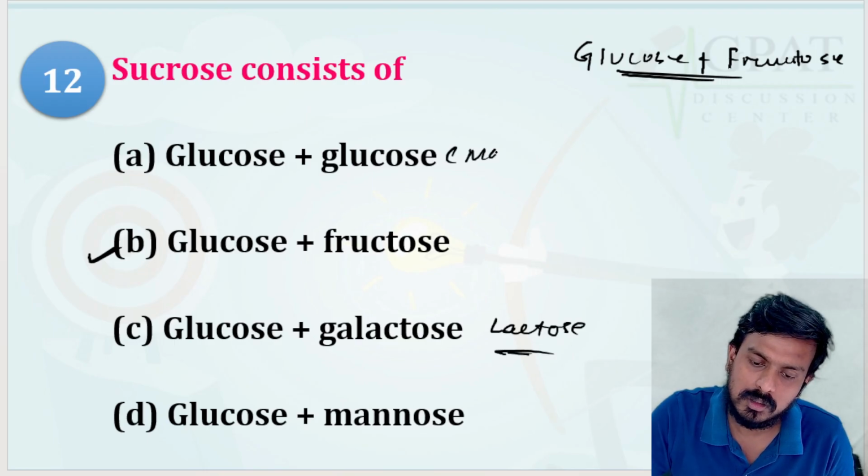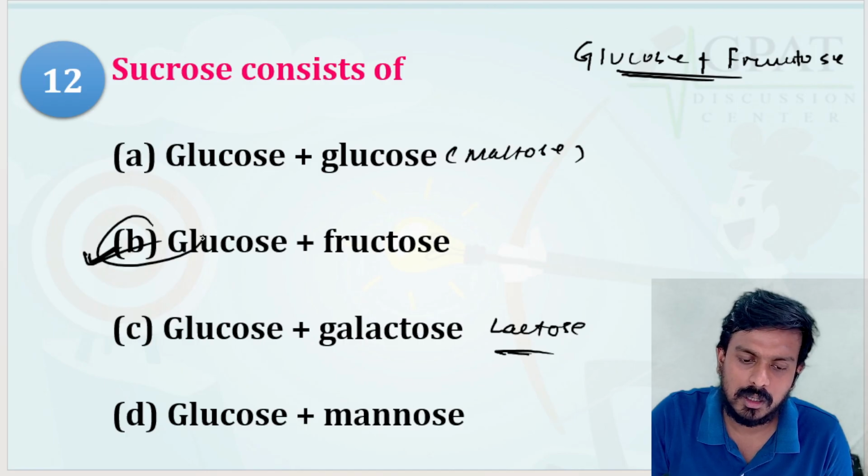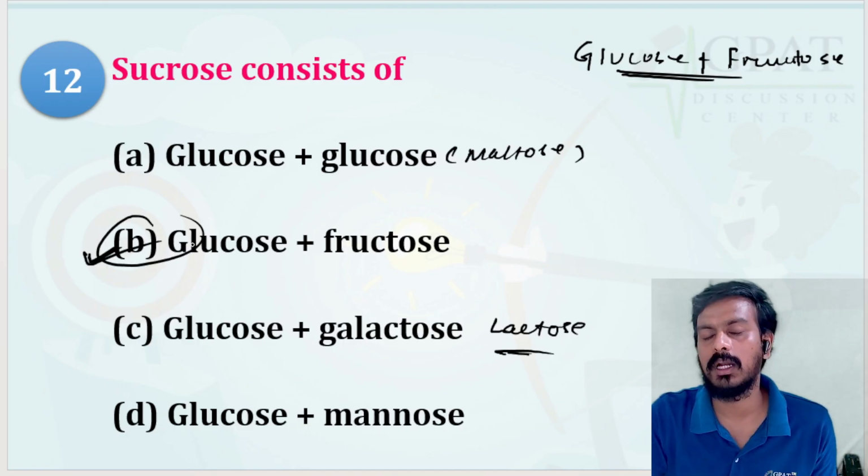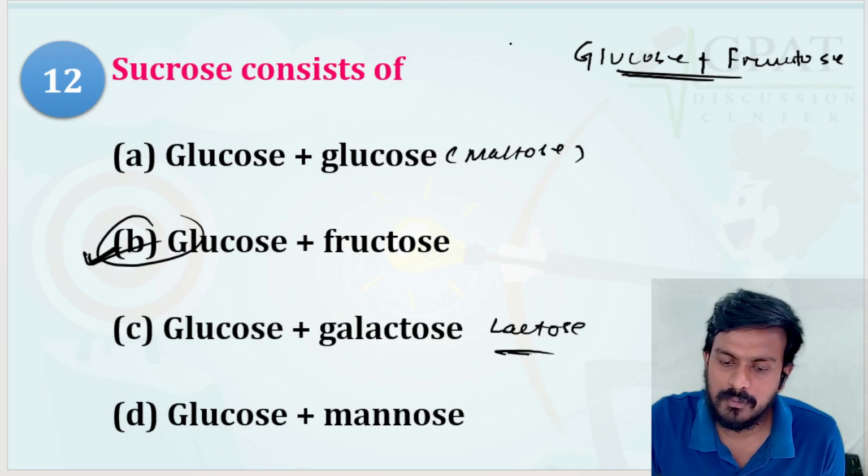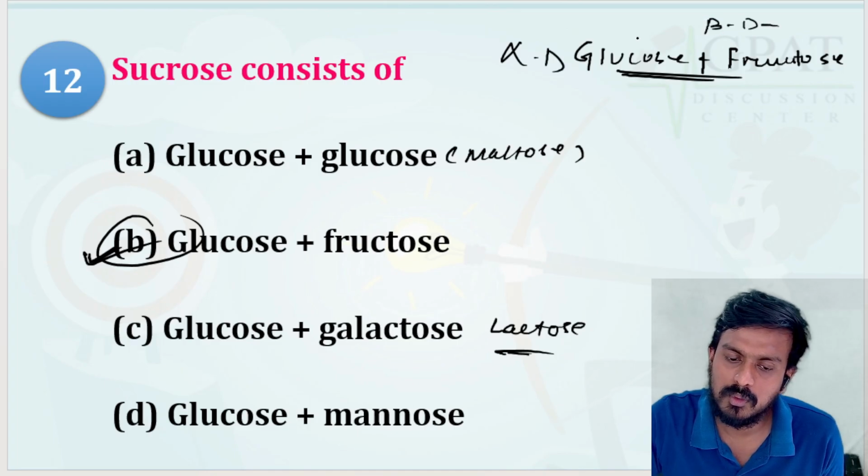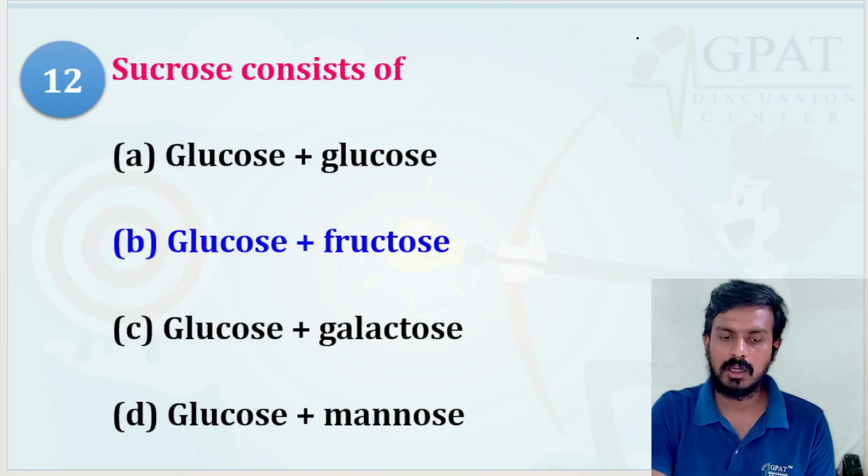Glucose plus glucose is your maltose. So please remember, option B is the correct answer. Alpha D glucose plus beta D fructose. Option B is the correct answer.